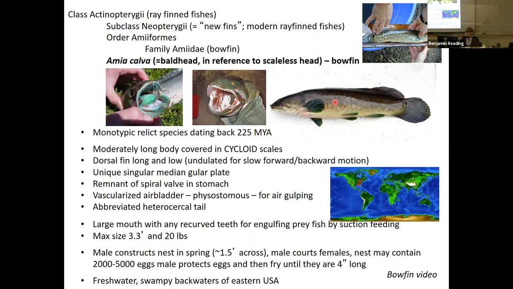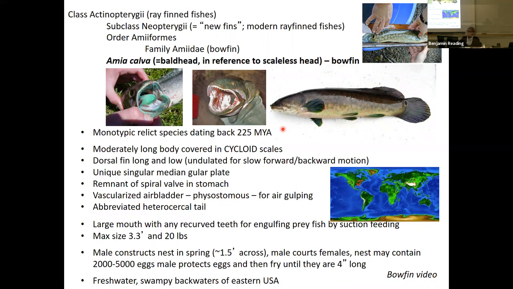They have a single median gular plate. So at the bottom, underneath their lower jaw, they have a single bony plate, kind of like the one in the coelacanth. It's a heavy bony plate here. They have a remnant spiral valve in the stomach. Again, it's a throwback digestive apparatus. They have a vascularized air bladder. And again, it's physostomous. The swim bladder attaches to the esophagus. They can breathe air in and they can get oxygen out of the air. So these things also can breathe air.